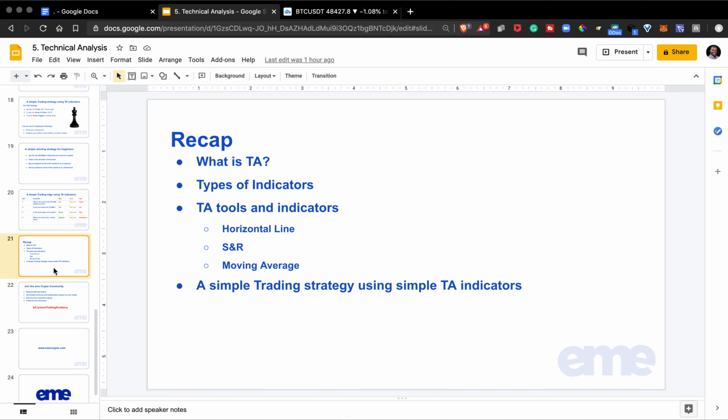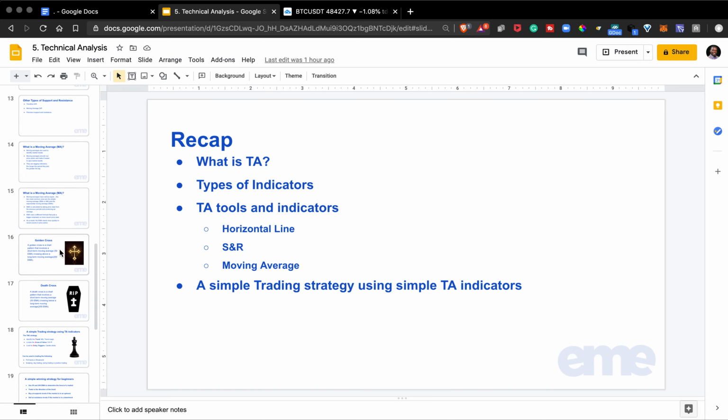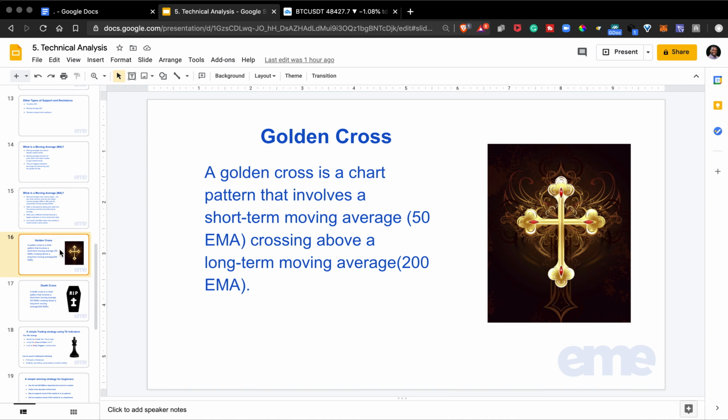There's no certainty. We've talked about the golden cross strategy, that whenever the 50 EMA crosses above the 200 EMA, you buy. Sometimes when you buy, price goes down and you don't make money. But if you back test this, if you check the history of whenever there was a golden cross, you will see that there's a greater probability for you to make money when you follow this golden cross strategy.